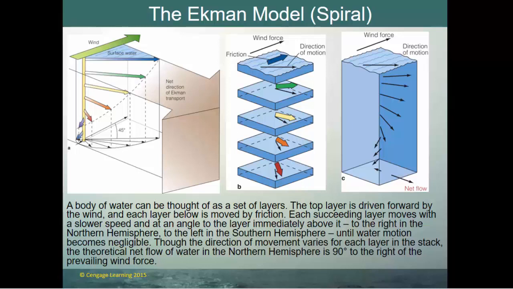Although the direction of movement varies with each layer in the stack, the theoretical net flow of the water in the northern hemisphere is about 90 degrees to the right of the prevailing wind. Now, in the previous slide we talked about 45 degrees. That is going to be for the surface water. When you consider all of the water movement in the entire deep layer in which the movement is affected, the net effect is about 90 degrees. So at the surface, it's about a 45 degree flow, but the net effect is about a 90 degree flow to the actual wind motion. And again, this is known as the Ekman spiral.